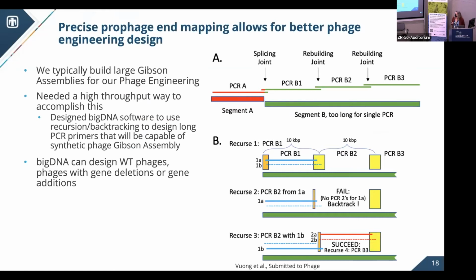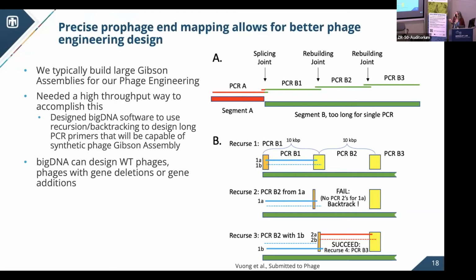This was really good, but we designed all of our Gibson assemblies by hand, which takes a lot of time. You have to go back sometimes. So we ended up developing software called BigDNA, which does this large Gibson assembly design for you through backtracking and recursion algorithms.